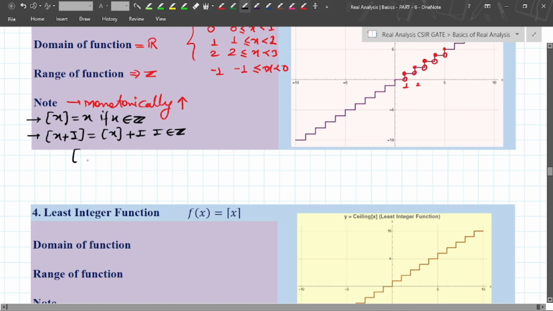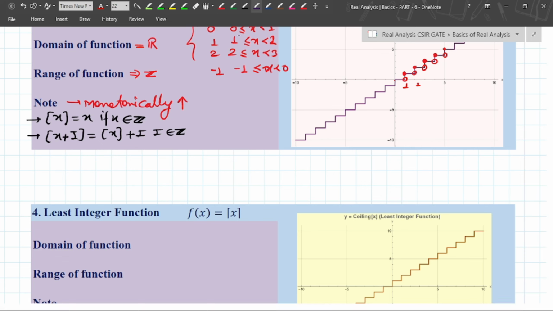It means, for example, 0.5 plus 9. 0.5 is not an integer, but 9 is an integer. So the greatest integer of 0.5 plus 9 is nothing but 0 plus 9. So the greatest integer will be 9 for this. This is the case here.